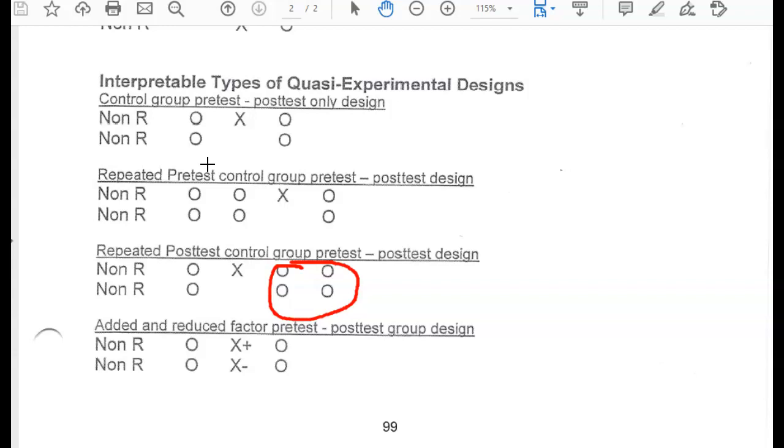Exercise, dieting, quitting smoking, or whatever. You might choose to repeat the post-test over and over again.